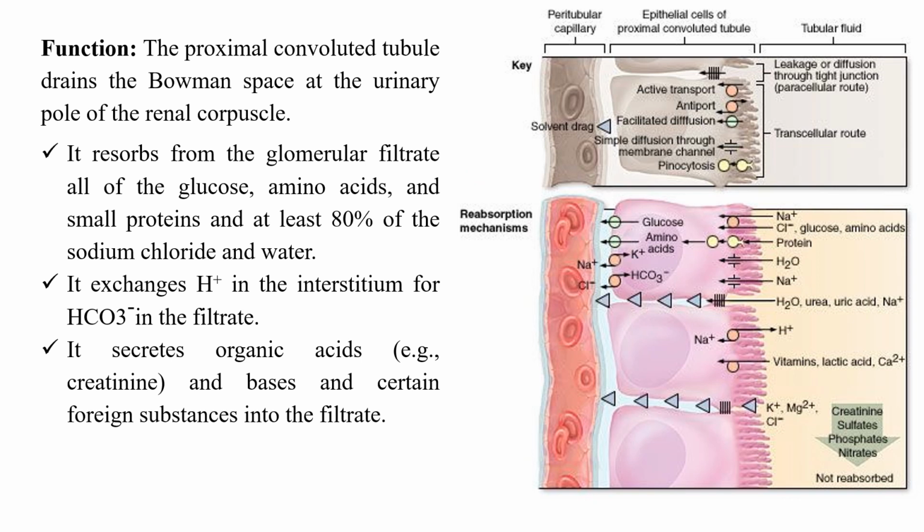The function of this proximal convoluted tubule is to drain the Bowman's capsule at the urinary pole of the renal capsule. It reabsorbs from the glomerular filtrate all the glucose, amino acids and small proteins, and at least 80% of the sodium chloride and the water. It exchanges hydrogen ions, H+ ions, in the interstitium for HCO3- in the filtrate. It also secretes organic acids such as creatinine, and bases and certain foreign substances into the filtrate.